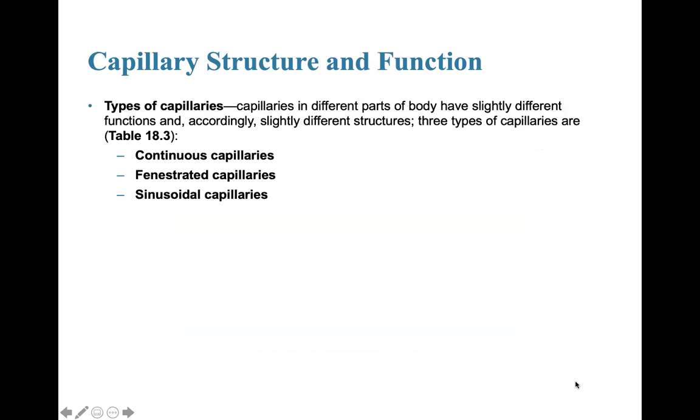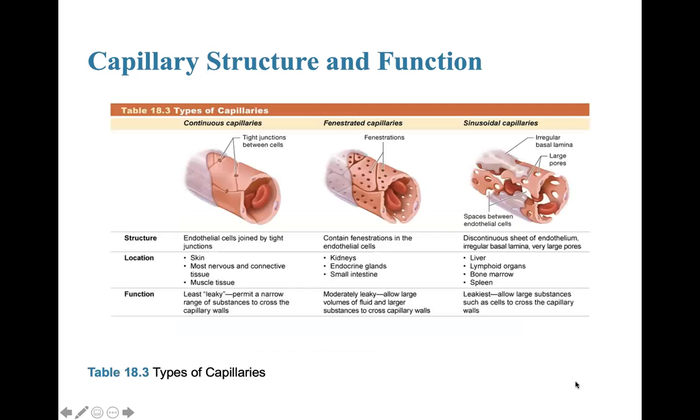There are 3 types of capillaries: continuous, fenestrated, and sinusoidal. And here's a sort of breakdown of the 3 of them. Continuous capillaries have tight junctions between the cells. They are the most restrictive as far as what can pass through, or another way to say that, they are the least leaky. Fenestrated capillaries, you will see these fenestrations, and these would be found in the kidneys, endocrine glands, and small intestines, and they are moderately leaky. And then you have sinusoidal capillaries, which are found in the liver, lymphoid organs, bone marrow, and spleen. These are the leakiest. They will also allow large substances such as cells to cross the capillary walls.